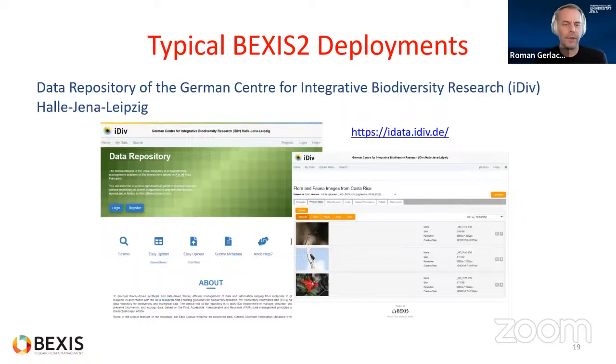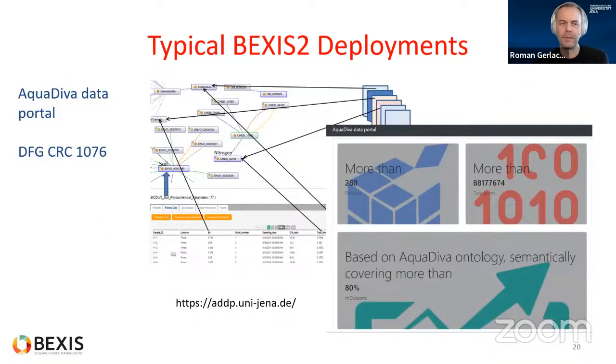And another deployment of BEXIS2 has been realized with the German Center for Integrated Biodiversity Research, iDiv. Their data repository is existing, and it also has a certain multimedia module developed, and iDiv also contributed substantially to the development of the BEXIS2 platform.